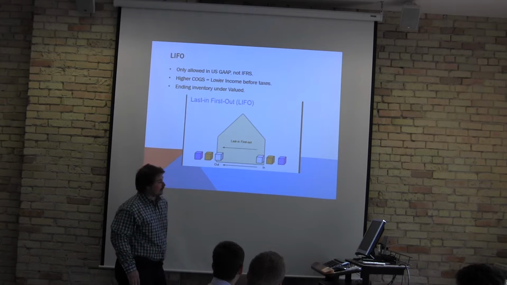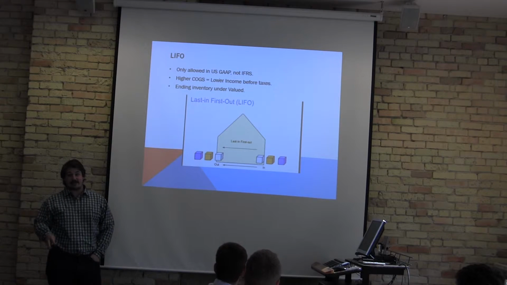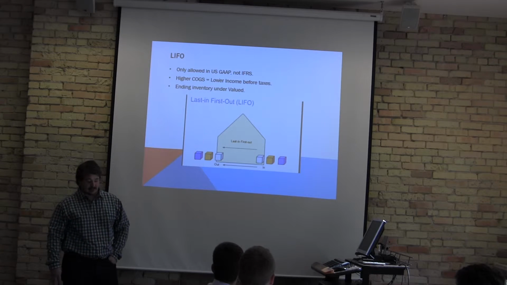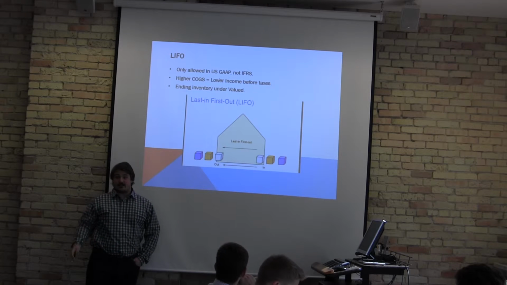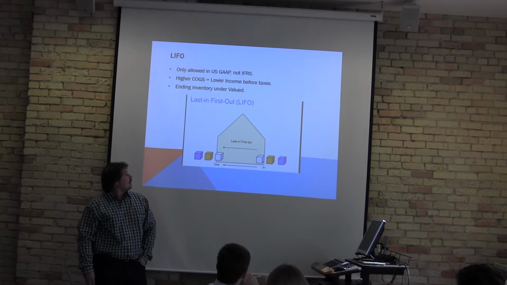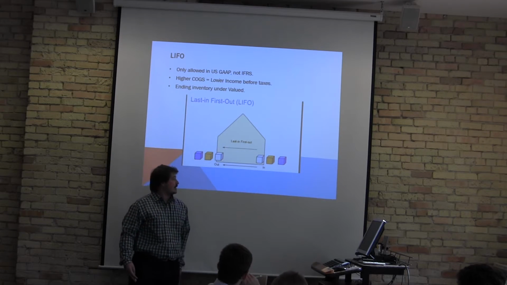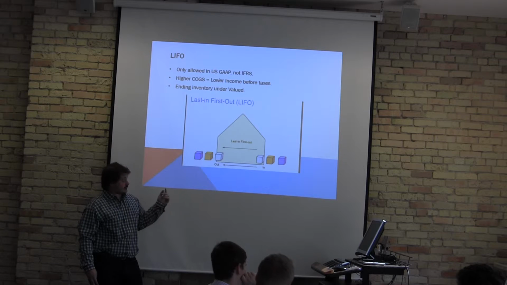Next we got LIFO. LIFO, last in, first out, and something to note is that this is only allowed in GAAP and not in the IFRS or international accounting. And now this doesn't actually follow the flow of inventory in and out of a manufacturer. So as you can see, the light blue box is the first one in, but it is the last one to go out, and dark blue box is the last one to come in and first one to go out.